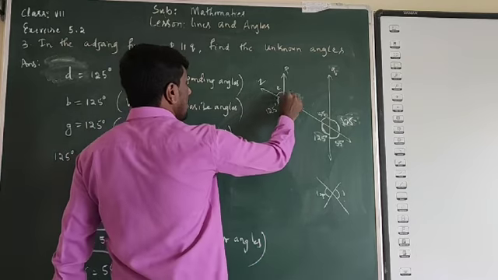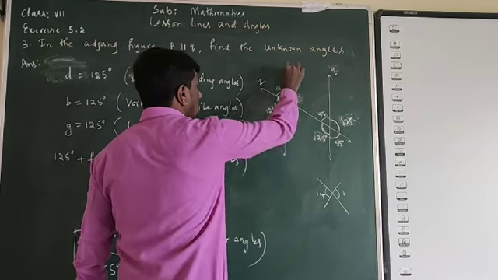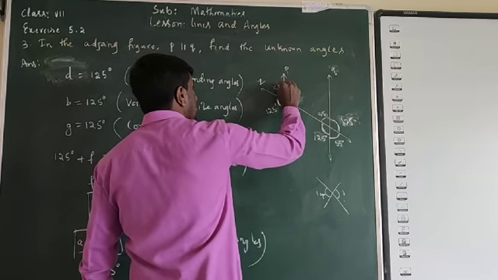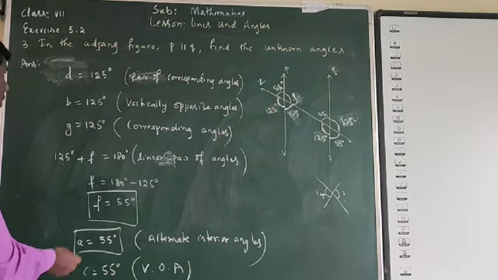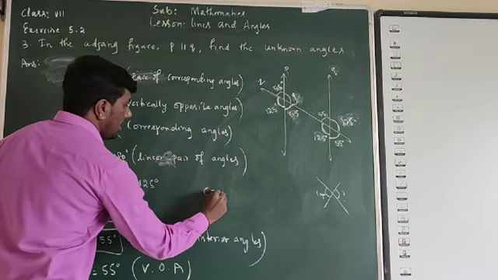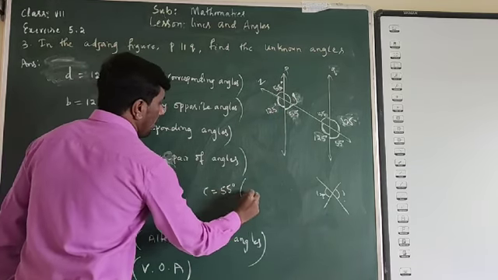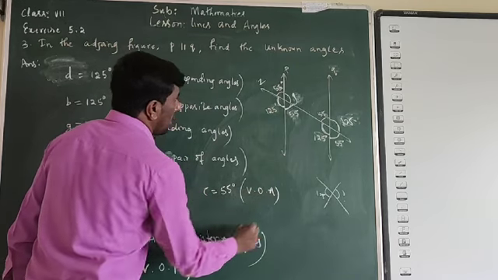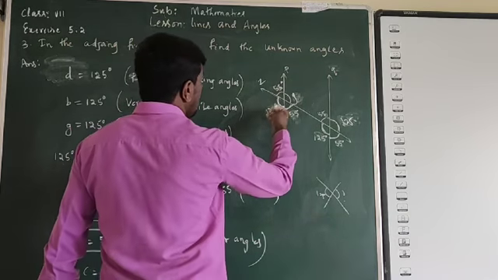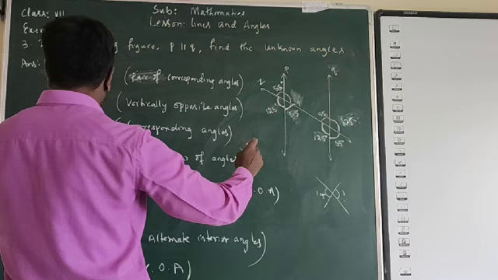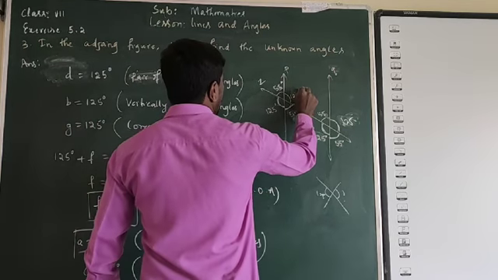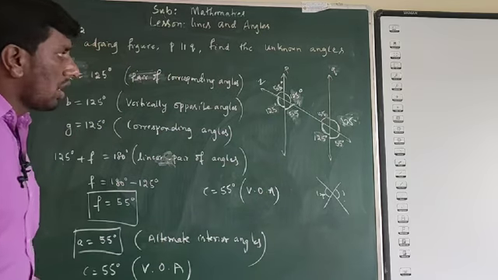E is equal to, because this is again vertically opposite angles. This is 55 degrees. This is also 55 degrees. So E is also 55 degrees. Okay. Because vertically opposite angles. What is remaining? G. G is also 125 degrees. We have done that, right? So G is also 125 degrees. Right? So now these are all the angles.